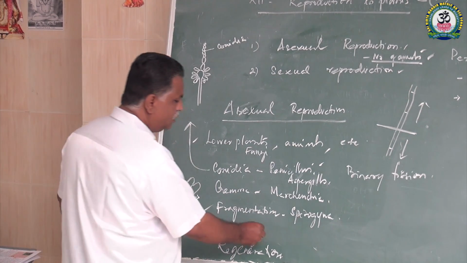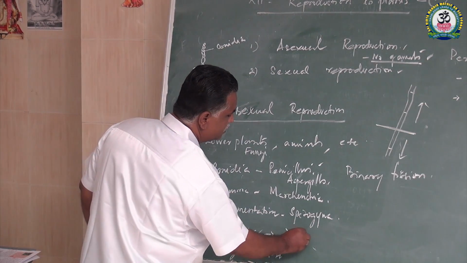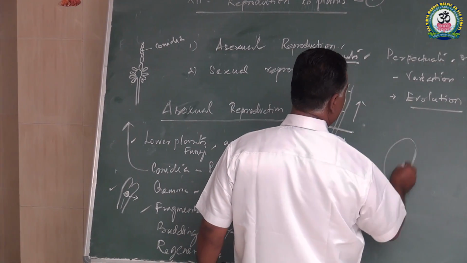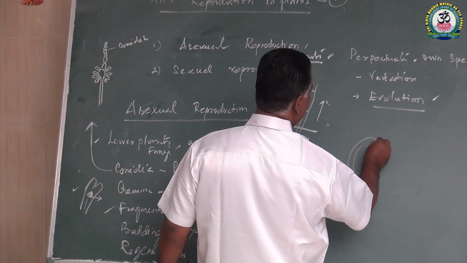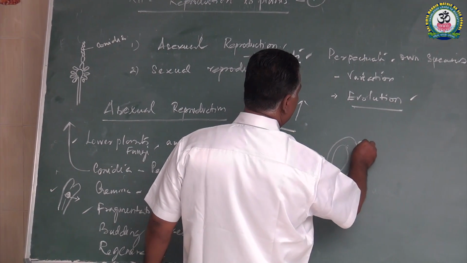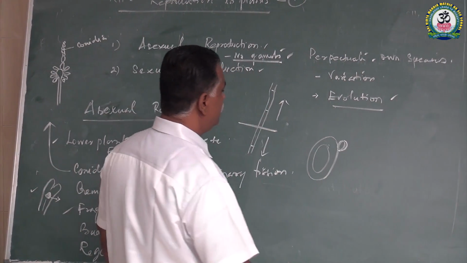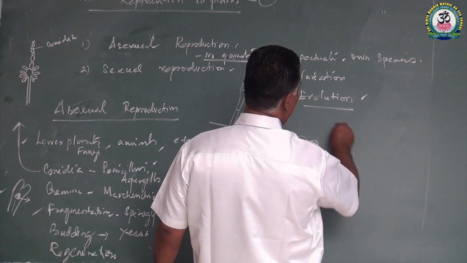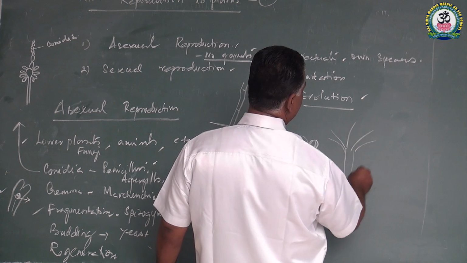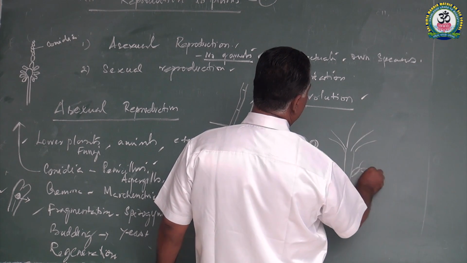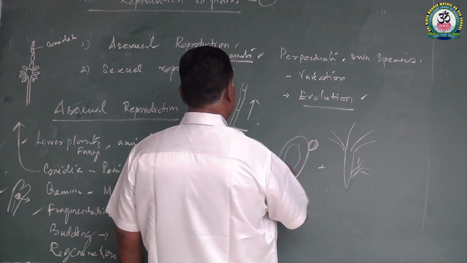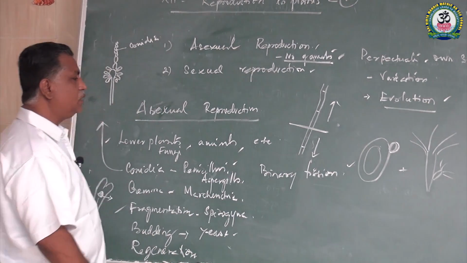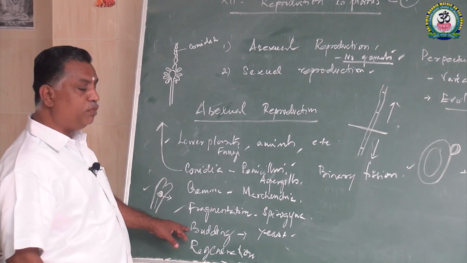And budding. Budding is found in yeast. It's a method by which yeast reproduces asexually. If this is a cell of yeast, it produces a young yeast in one place, budding. And also in animals like Hydra, you can see new Hydra are produced by the process called budding. So these are examples of organisms which reproduce asexually through budding.